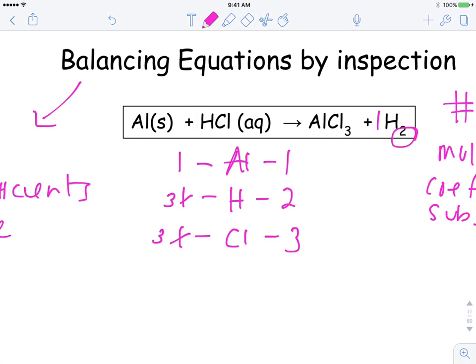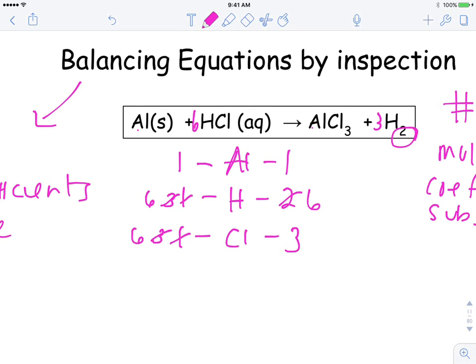So doing that, if we put a 6 here, that now changed the number of hydrogens to 6. And I need 6 on the right side. So think about what number I could put on the right there. If you put a 3, 3 times 2 is 6. And so now, when I go and inspect this, 1 Al, 1 Al, 6 H's, 6 H's, 6 chlorines.